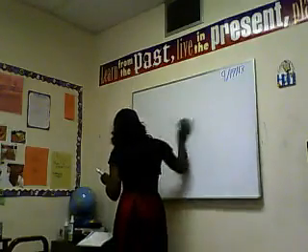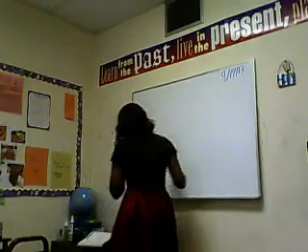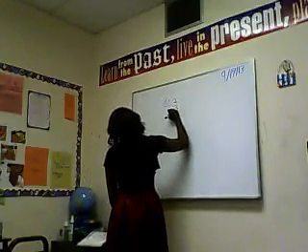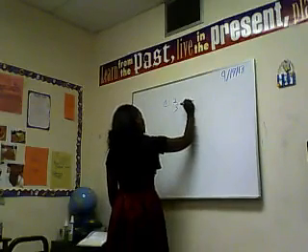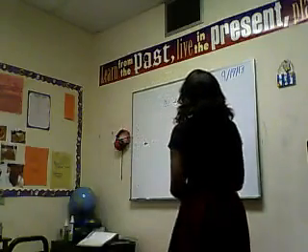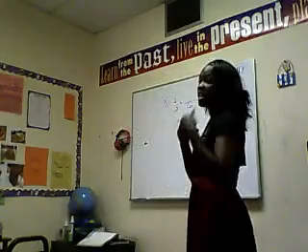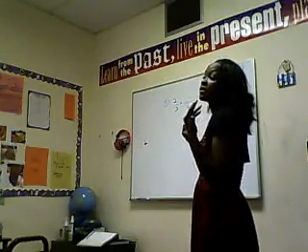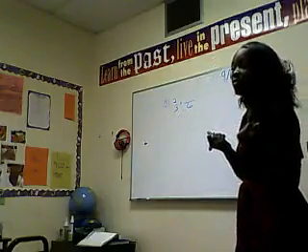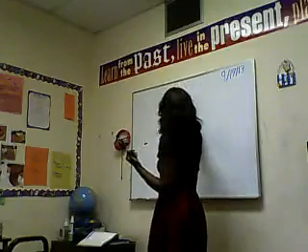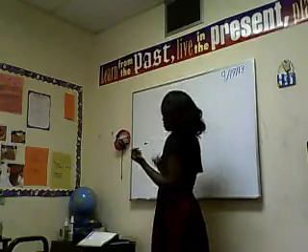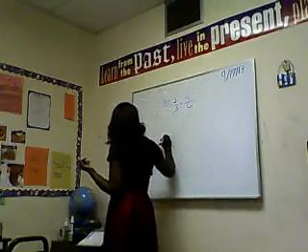Look at number 11 on page 177. 2/3 equals blank over 6. What number will I multiply 3 by to get 6? So then I need to multiply the numerator by 2 as well. So I'll get 4 over 6.